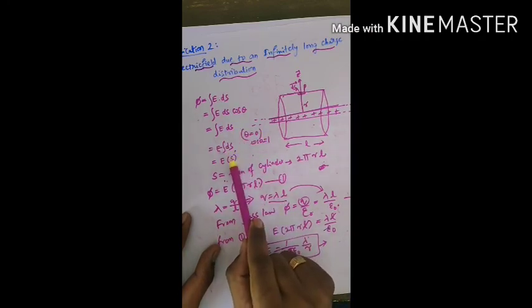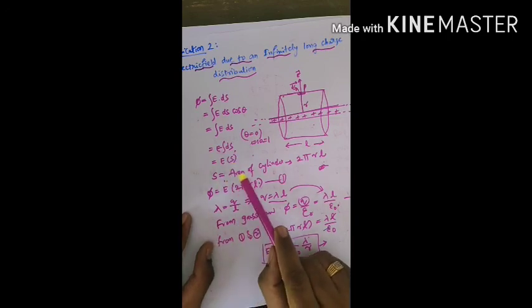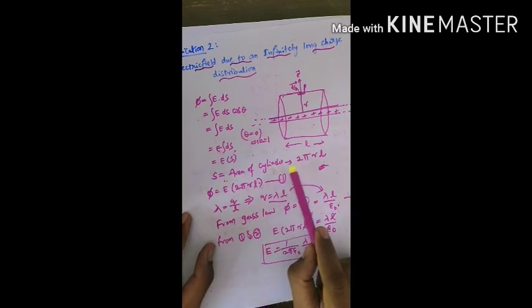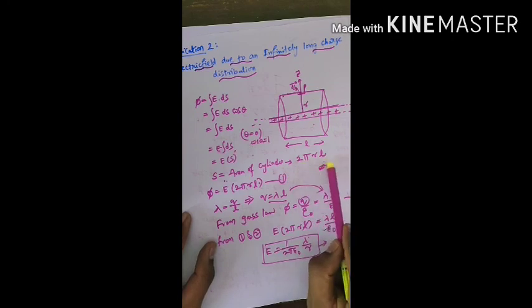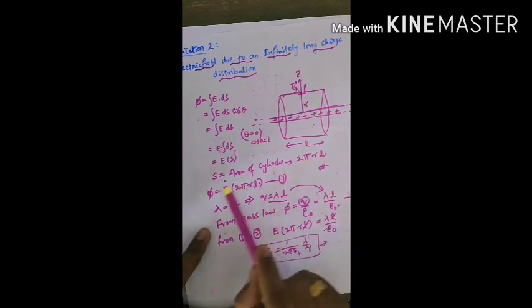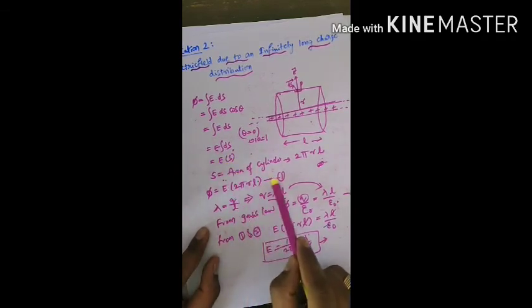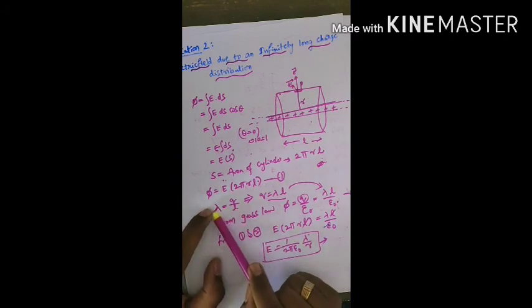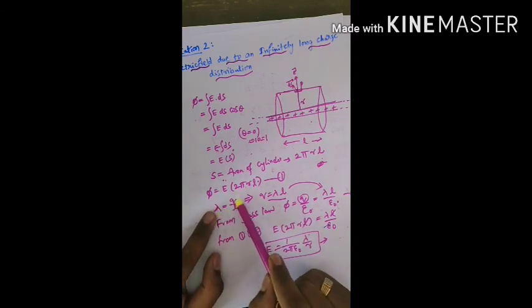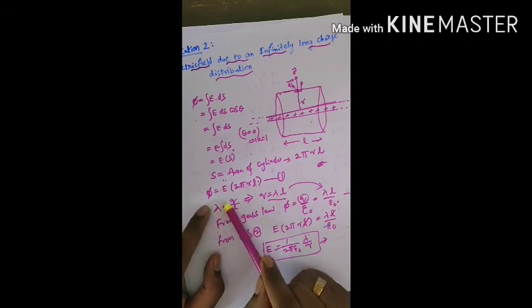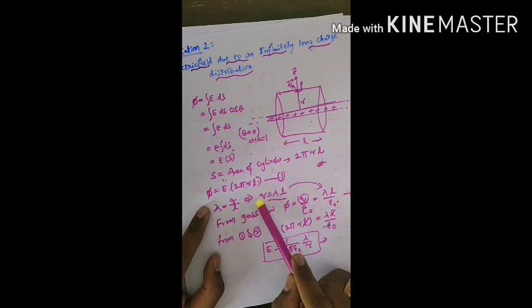And this is the very important formula. What is S here? S means area of cylinder. What is area of cylinder? That is 2 pi R L, where R is the radius, L is the length of the cylinder. So I'm substituting this S value in the above equation, we get equation 1. Next we have to know lambda. Lambda is charge per unit length, that is charge density, that is Q is equal to lambda L.